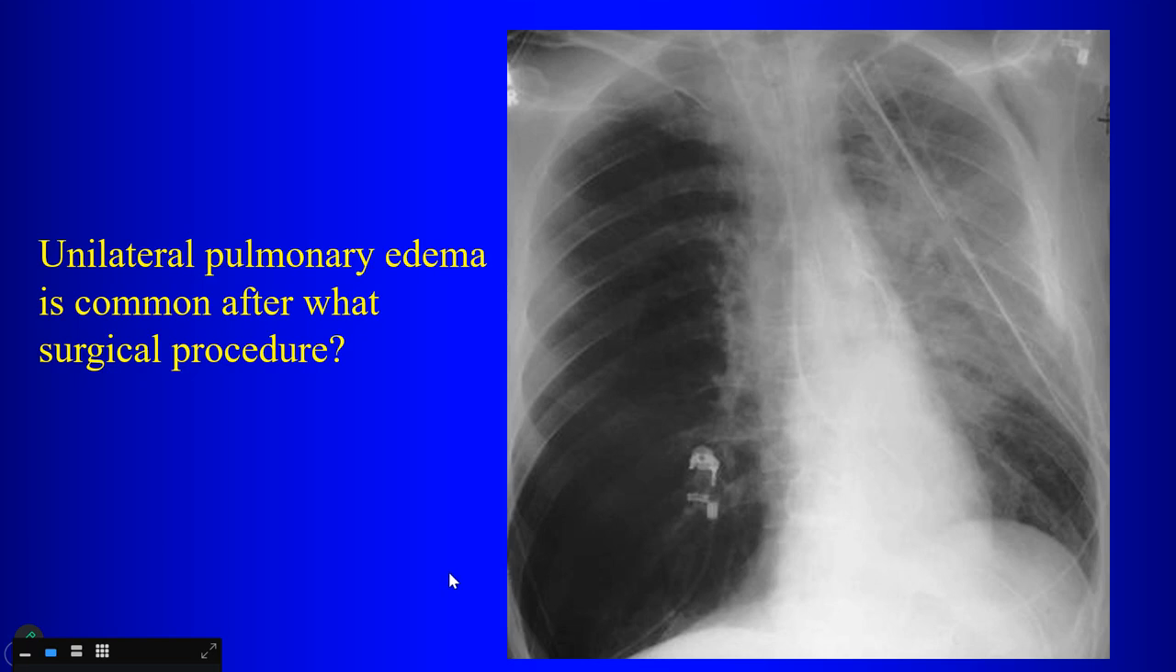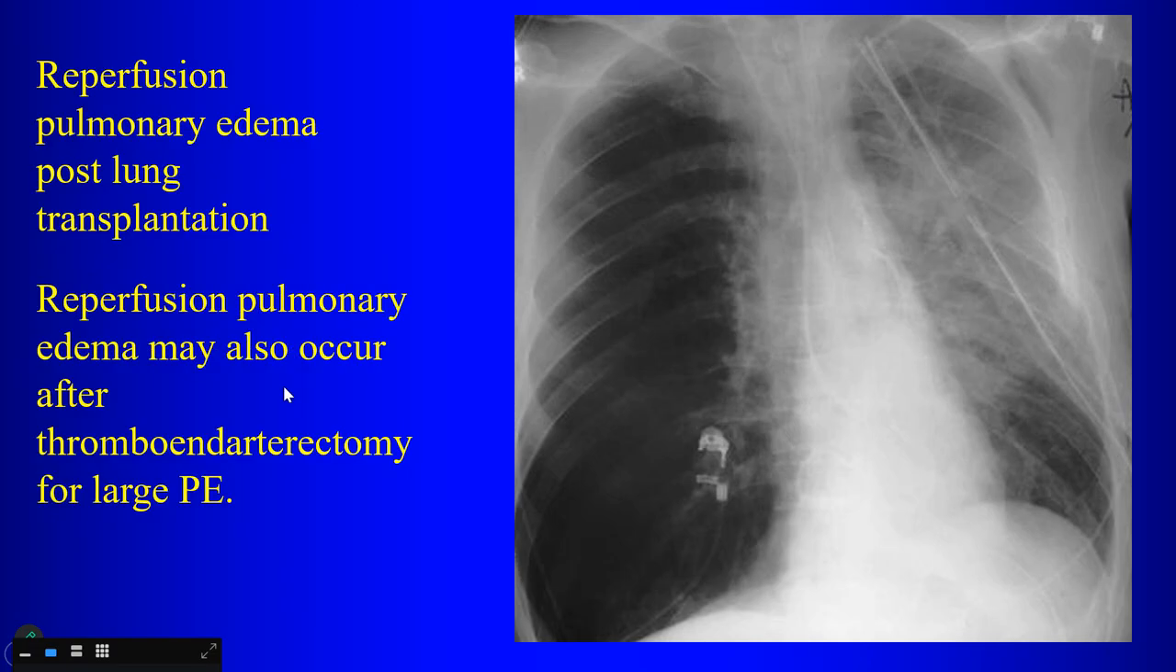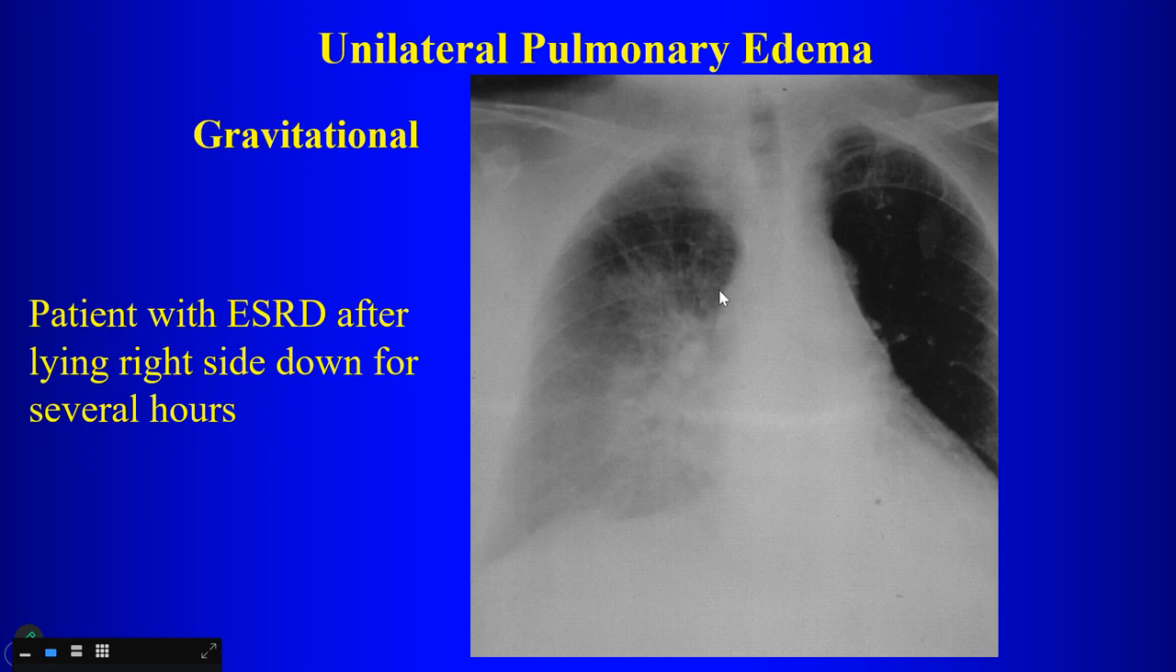You can also have reperfusion pulmonary edema after a certain procedure they do in IR. What is that? PE. Thrombectomy for PE. Again, when they remove the thrombi, you get reperfusion to that lung, and that can result in reperfusion pulmonary edema. So those are some causes of reperfusion pulmonary edema. Patient lying right side down, so that gravitational dependence can also result in asymmetric pulmonary edema.